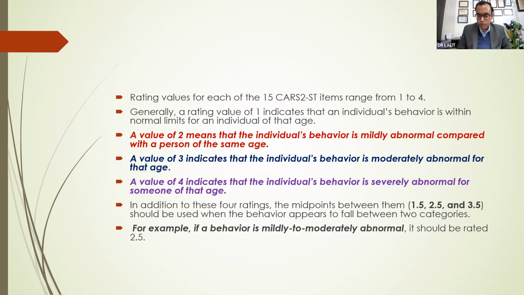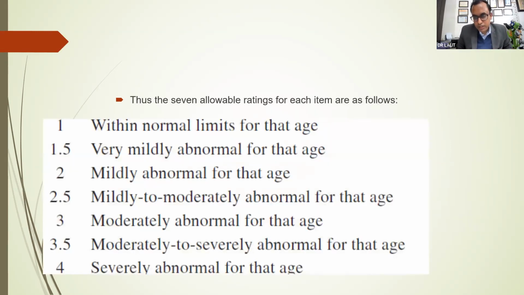So if we consider these, the total scoring would be the 4 scores, 1 to 4, and the 3 half scores, 1.5, 2.5, and 3.5. Thus there are 7 allowable ratings when we do a scoring. These 7 ratings are: 1 means within normal limits, 1.5 means very mildly abnormal for that age, 2 mildly abnormal, 2.5 mildly to moderately abnormal for that age, 3 moderately abnormal, 3.5 moderately to severely abnormal, and 4 severely abnormal. These are the 7 scorings which can be given on all these 15 parameters.